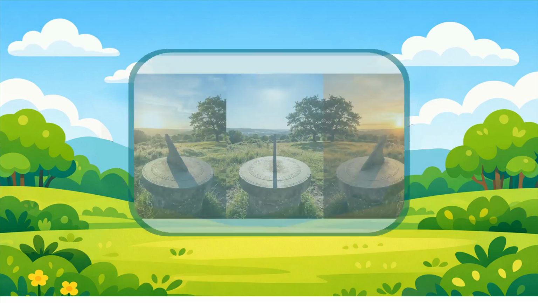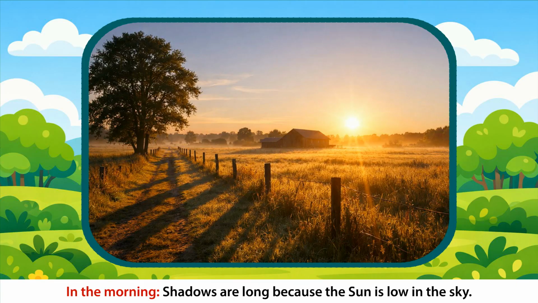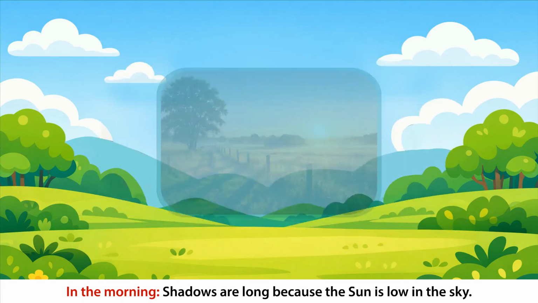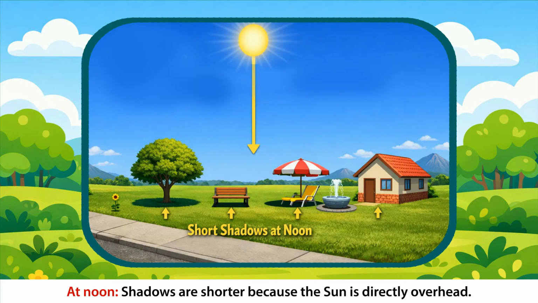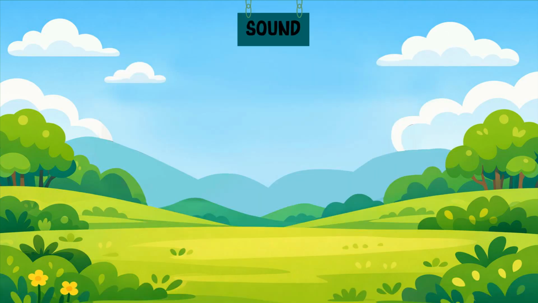How shadow changes. Shadows look different throughout the day because the sun changes its position in the sky. In the morning, shadows are long because the sun is low in the sky. At noon, shadows are shorter because the sun is directly overhead. In the evening, shadows become long again because the sun is low in the sky, similar to the morning.